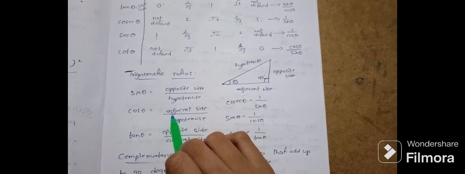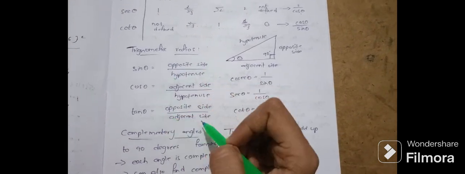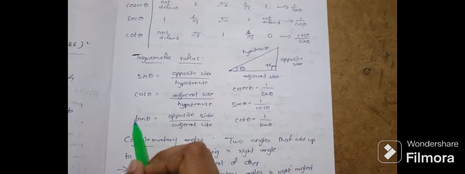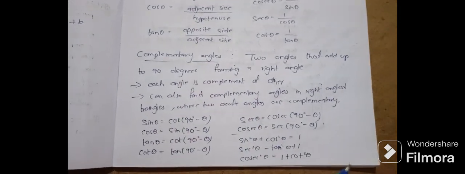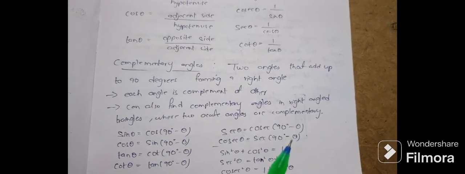Next, cos theta. Cos theta is equal to adjacent side by hypotenuse, and tan theta is equal to opposite side by adjacent side. And coming to these values, we can just reverse them, that is, take the inverse of these values. Cosecant theta is equal to 1 by sin theta, secant theta is equal to 1 by cos theta, cot theta is equal to 1 by tan theta. So these are completed now. Now let us know about complementary angles. Two angles are said to be complementary if their sum is equal to 90 degrees.